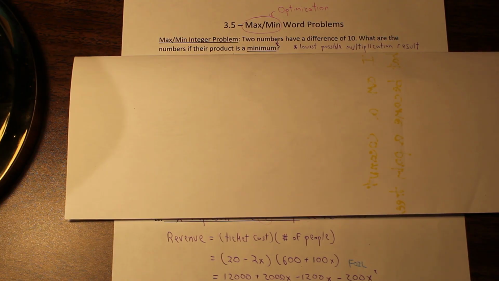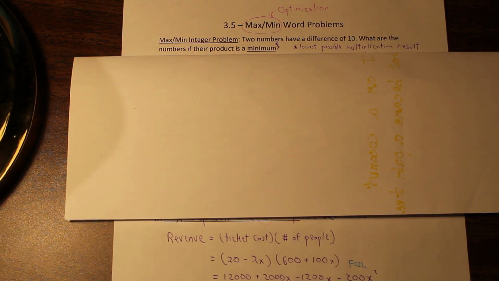3.5, max-min word problems, also known as optimization. And this is basically a word problem that's going to seem similar to the 3.4 lesson. However, we're going to be looking for a maximum or minimum, therefore we're looking for a vertex, therefore we need to get our equation into vertex form.